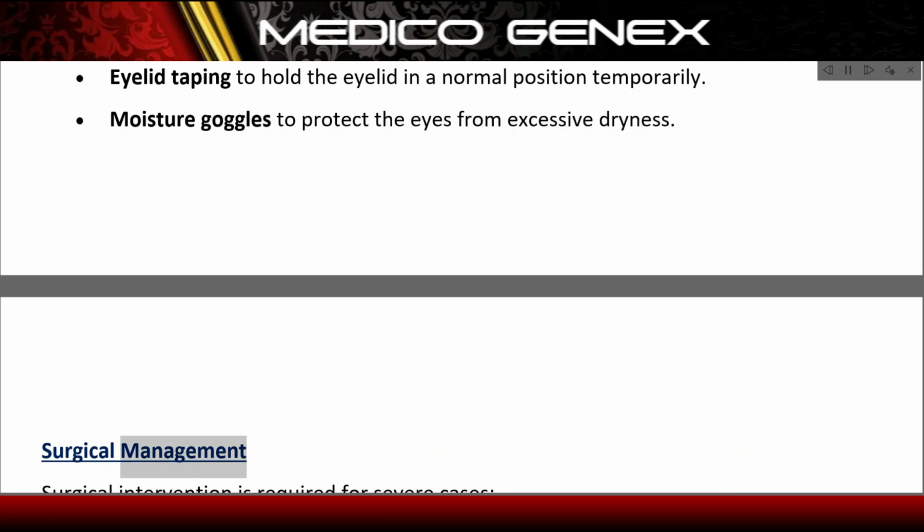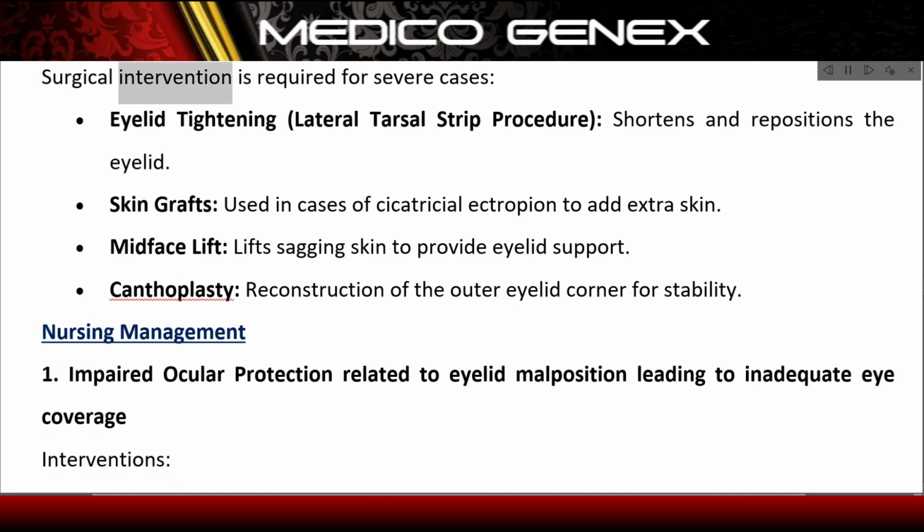Surgical management. Surgical intervention is required for severe cases. Eyelid tightening, lateral tarsal strip procedure shortens and repositions the eyelid. Skin grafts, used in cases of cicatricial ectropion to add extra skin. Mid-face lift, lifts sagging skin to provide eyelid support. Canthoplasty, reconstruction of the outer eyelid corner for stability.